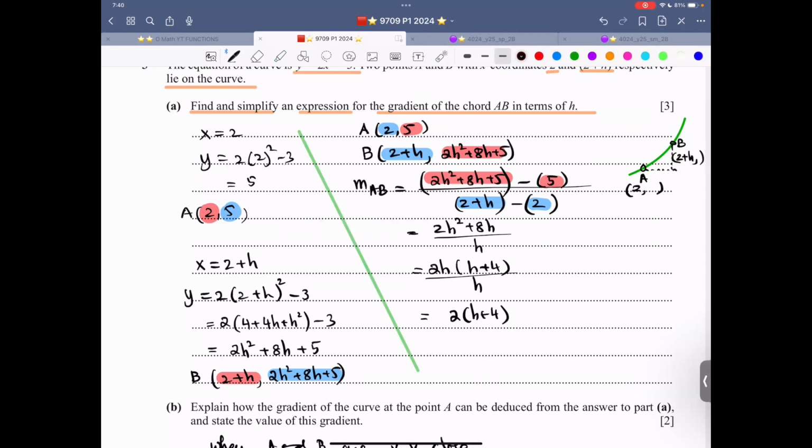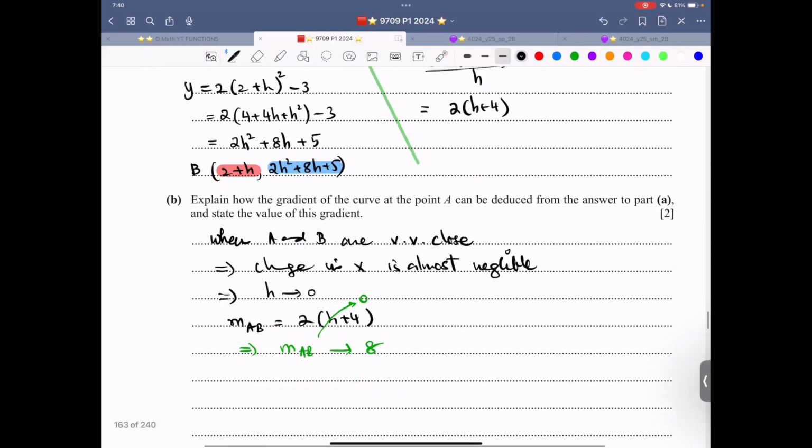So now I have A, I have B, gradient of AB, I am subtracting in this direction, y coordinate minus this y coordinate, the 5 and the 5 cancel out. This x coordinate minus this x coordinate, the 2 and the 2 cancel out. So we have 2h squared plus 8h divided by h. I took 2 common, I took h common, h plus 4 over h. So h cancels, 2 bracket h plus 4 or 2h plus 8 is also good. So that is the gradient.